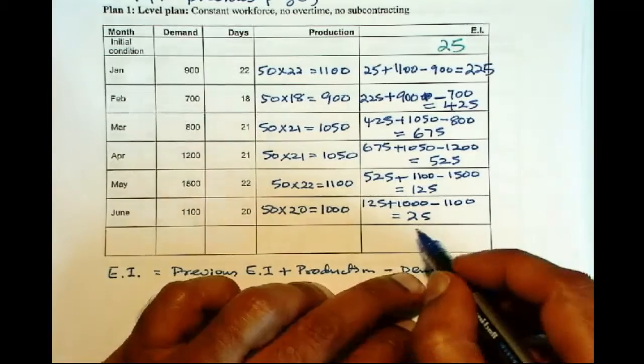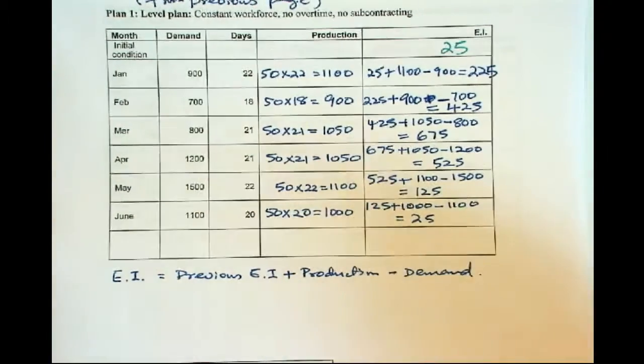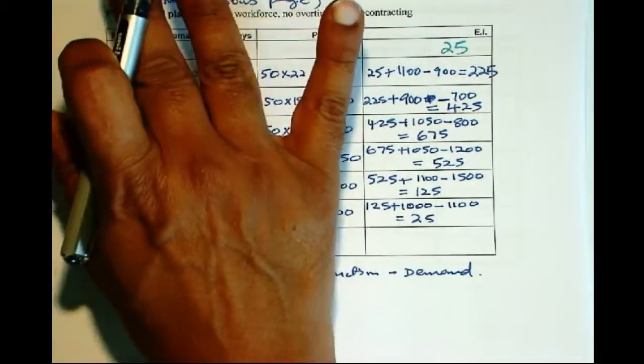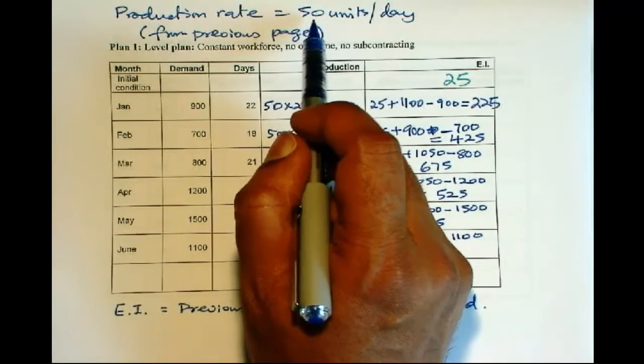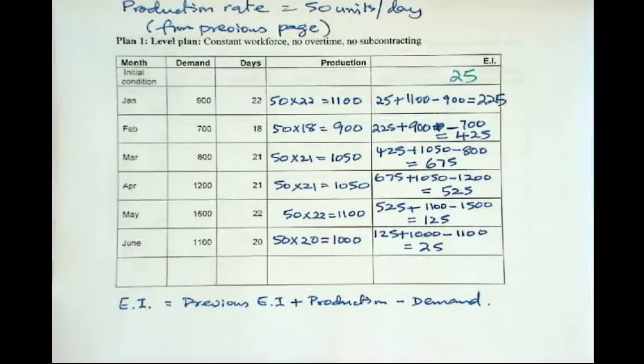So we end with a little bit more than the safety stock, and that is because of the rounding. We rounded from 49.95 or something like that to 50. So that is the reason for that.